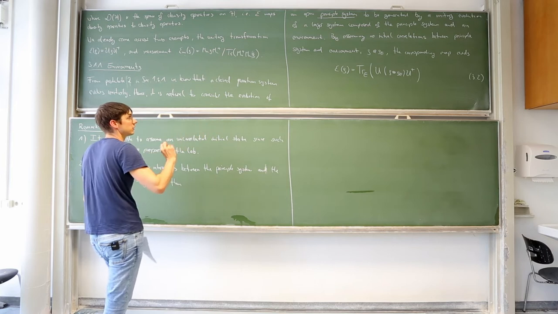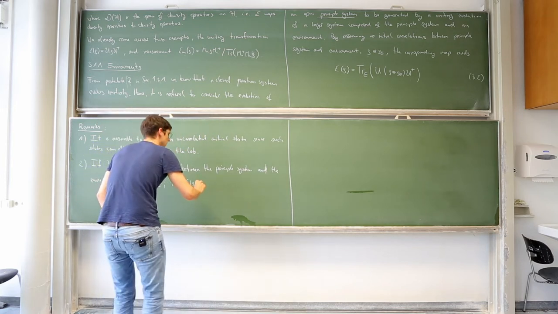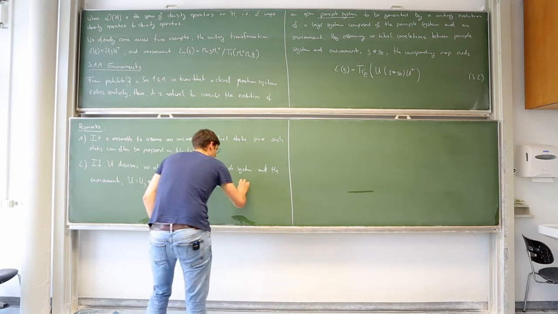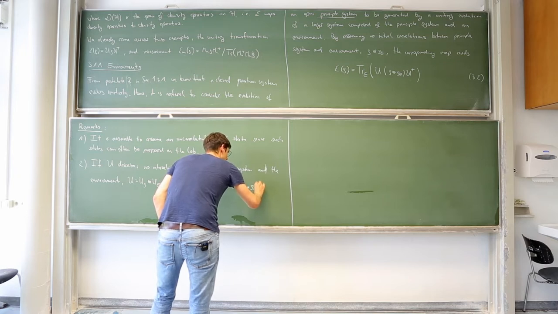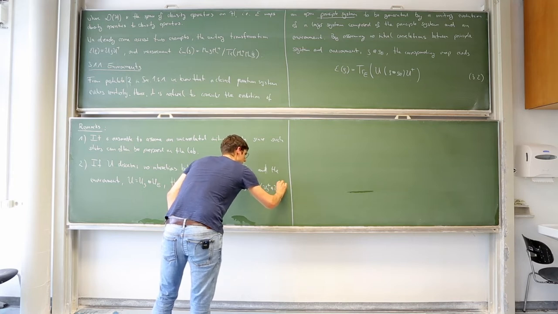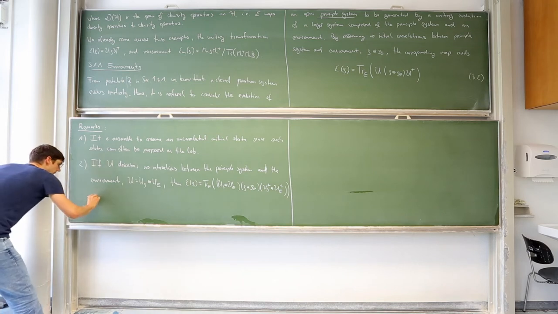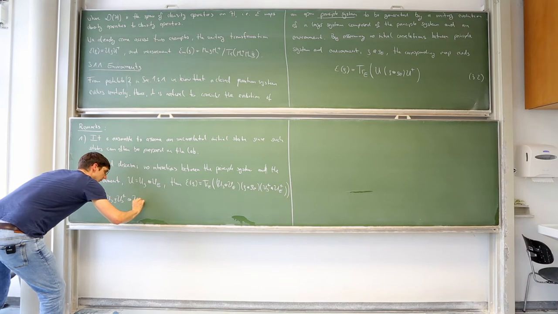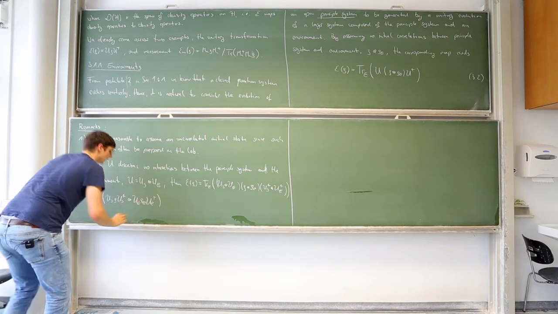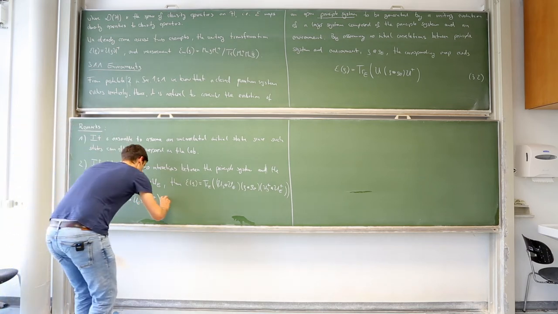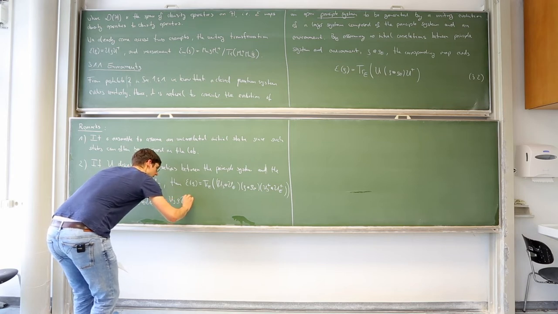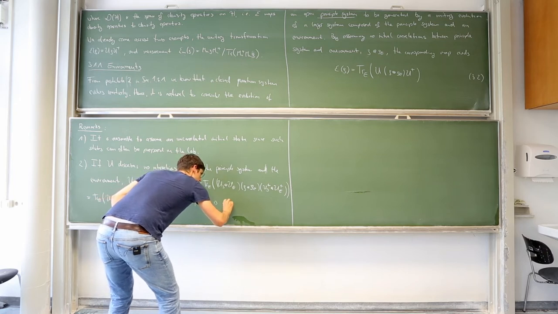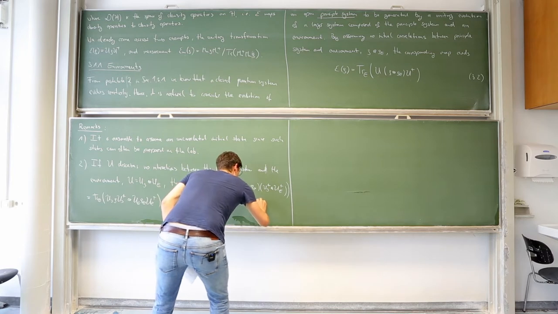And now let's plug in this equation 3.2. Then we have E of rho is equal to trace of environment, and then we have U system tensor U environment. And here we have rho tensor rho environment and U system dagger tensor U environment dagger, which is equal to trace of environment, and then we have U system rho U system dagger tensor U environment rho environment U environment dagger. Right, and if you trace out the environment, then we see what's left is U system rho U system dagger, which is consistent with postulate 2.